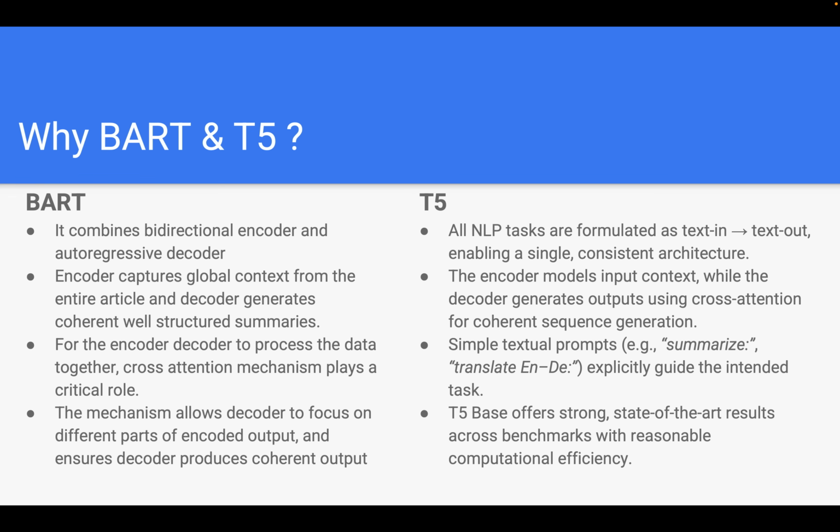In T5, all NLP tasks are formulated as text-to-text, enabling a single consistent architecture. The encoder models the input context, while the decoder generates output using cross attention for coherent sequence generation. Simple textual prompts are required here to be explicit about what needs to be done with T5. We know that T5 base offers strong state-of-the-art results across benchmarks with reasonable computational efficiency.